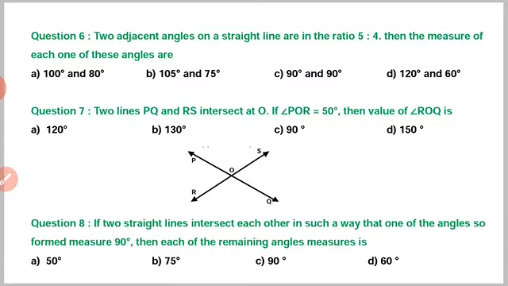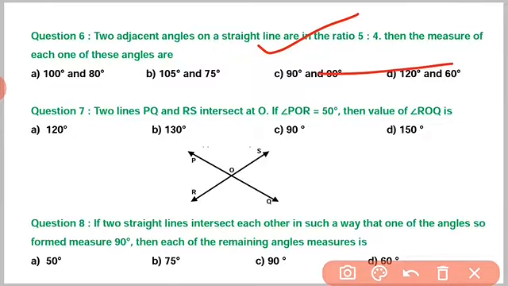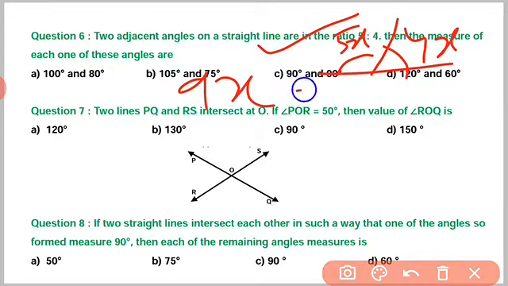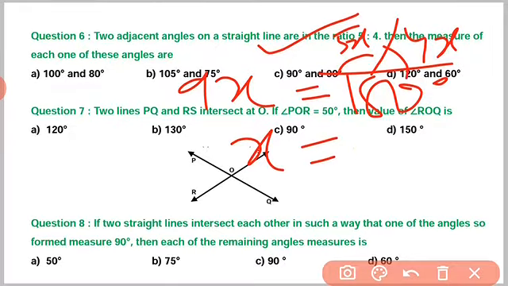Question number 6. Two adjacent angles on a straight line are in the ratio. Again, this is the linear pair question. Means there are angles in the ratio 5:4. So one angle will be 5x, another angle will be 4x, and their sum will be equal to 180 degrees. So 5x plus 4x makes 9x, that is equal to 180 degrees. So what will be the value of x? It will be equal to 20 degrees.